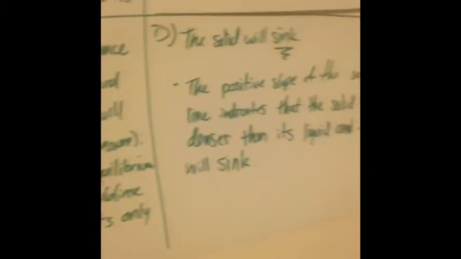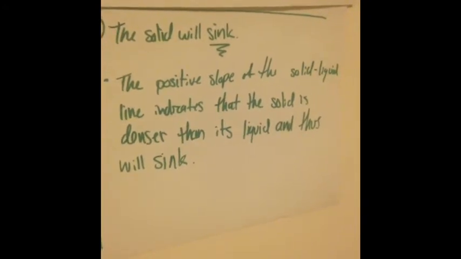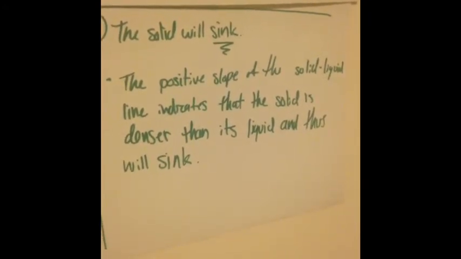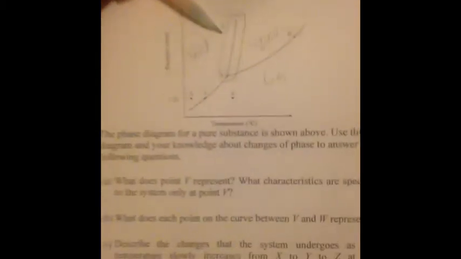Part D. In a solid liquid mixture of the substance, will the solid float or sink? Explain. The solid will sink. The positive slope of the solid liquid line indicates that the solid is denser than its liquid and thus will sink. The line I'm referencing is this specific line.